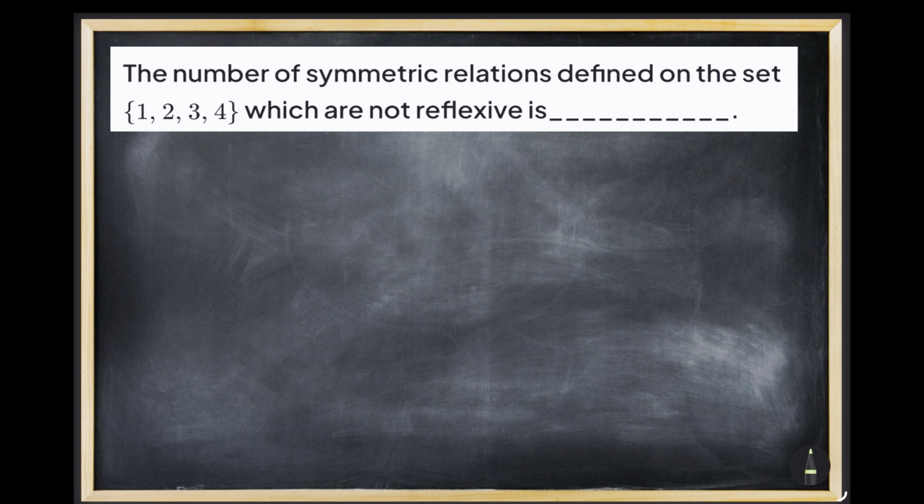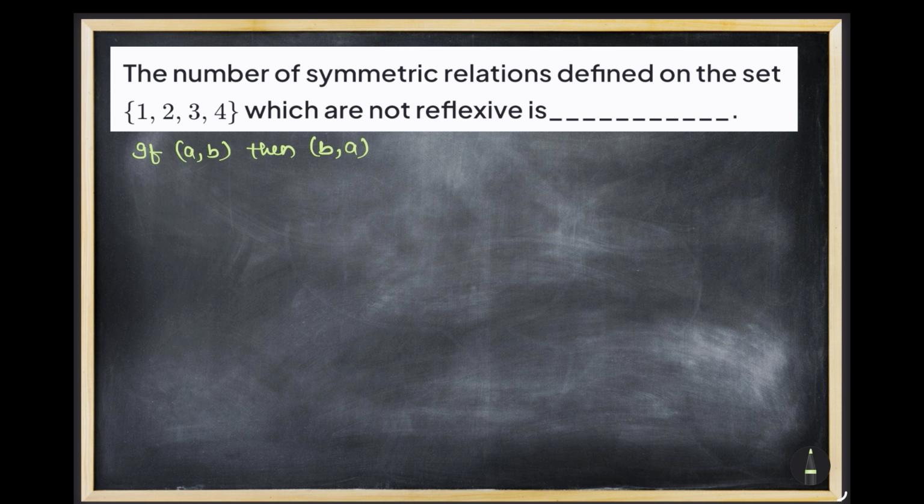So, we are back with a wholesome new question, which is like this: the number of symmetric relations. You have to focus on symmetric relation. What is a symmetric relation? If (a, b) is there, then (b, a) should be there. This is your symmetric relation. And this is your given set.